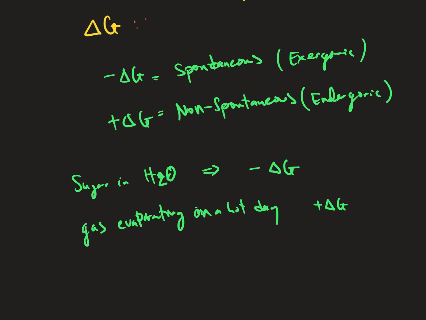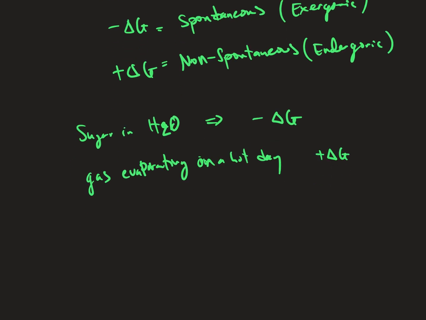What about burning propane gas? Spontaneous, negative delta G, right? So burning propane, C3H8, that is negative delta G. Are you saying that because you initially give it the spark? Yeah, like at night, you give it a spark and then it's gone, right?